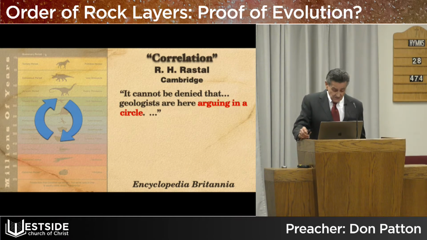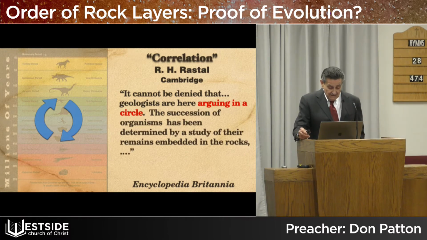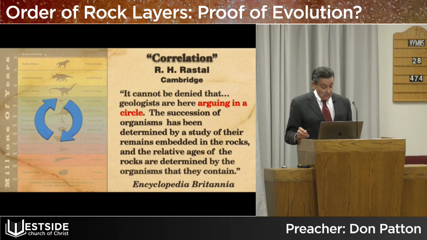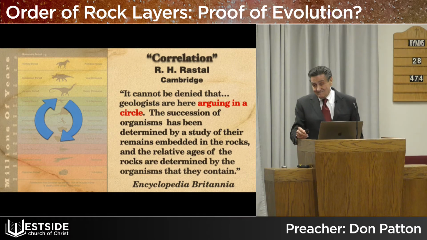Notice R.H. Rastle's commenting, he's from Cambridge, writing in Encyclopedia Britannica. It cannot be denied that geologists are here arguing in a circle. A succession of organisms has been determined by a study of their remains embedded in the rocks, and the relative ages of the rocks are determined by the organisms they contain.